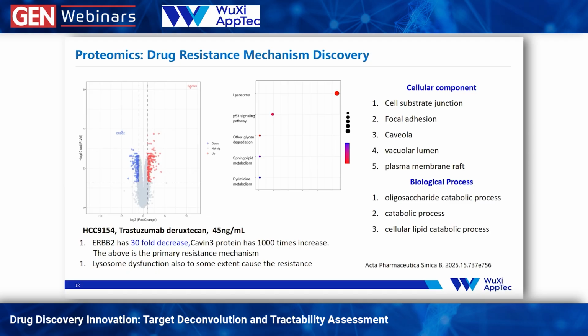The proteomic profiling comparison between the normal cell line and the resistant cell line shows that the target antigen expression level decreased by 30 times. Also, a larger protein has a 1,000-fold increase, which may affect the internalization of the ADC. The KGG enrichment also showed that lysosomal dysfunction may cause the resistance.